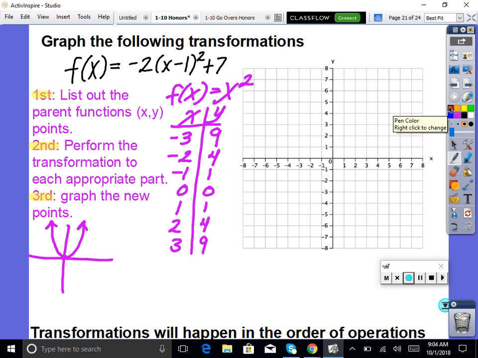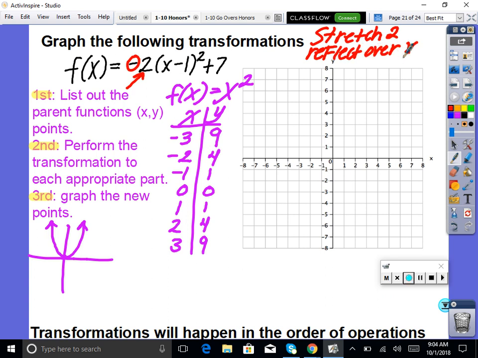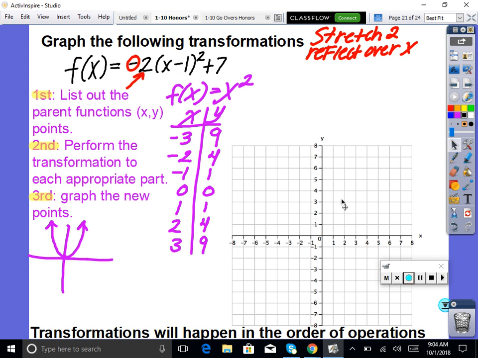So your second step, it says perform the transformation to each appropriate part. So in words, describe the transformation. Stretch of 2, correct? Stretch 2. Reflection over the x-axis. Then we have a right 1. And then an up 7. Now you do have to know which part this affects.